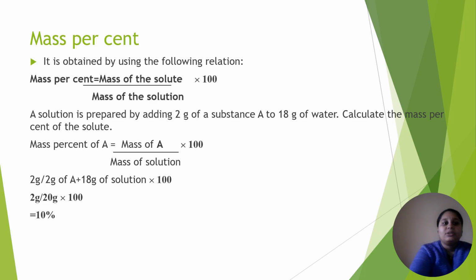So the concentration is expressed as mass percentage: mass of the solute by mass of the solution into 100. An example: a solution is prepared by adding 2 gram of a substance A to 18 gram of water. You have to calculate the mass percentage of the solute. Mass percent of A is mass of A by mass of solution multiplied by 100. So it is 2 gram by 2 gram of A plus 18 gram of water. You get 2 by 20 into 100, that is 10%.